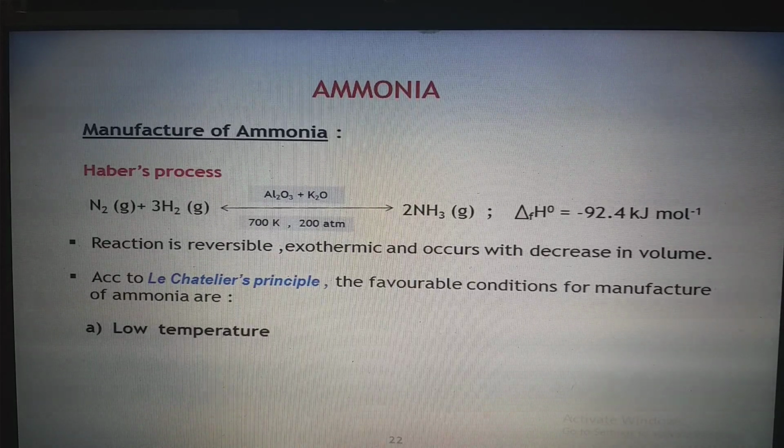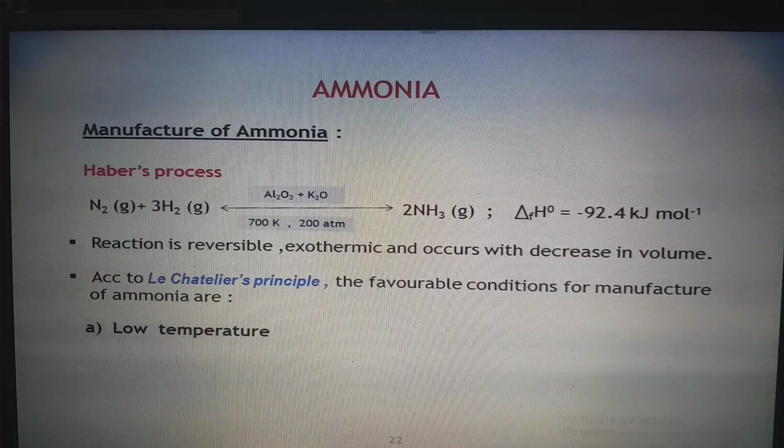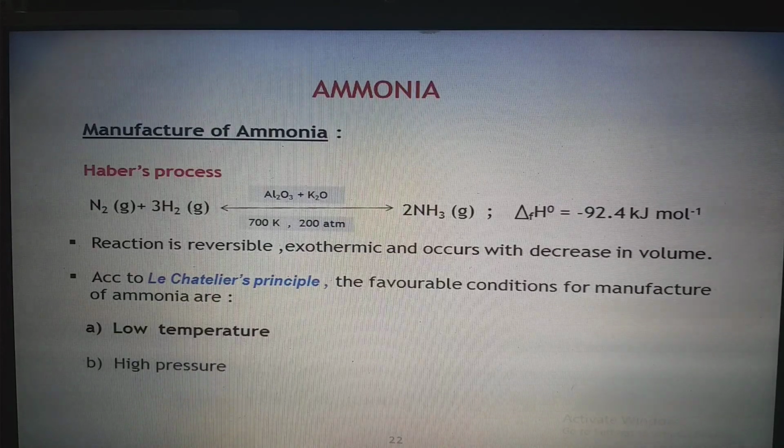We cannot decrease the temperature to very low because the bond dissociation enthalpy of nitrogen is very high. So decreasing the temperature too much will prevent nitrogen from dissociating. Hence 700 Kelvin is the ideal temperature for this reaction. Next is high pressure. We know that pressure is directly proportional to the number of moles. In this reaction, the number of moles of reactants is higher than the number of moles of the product. So, increasing the pressure will cause the system to shift in the forward direction in order to regain its equilibrium condition.